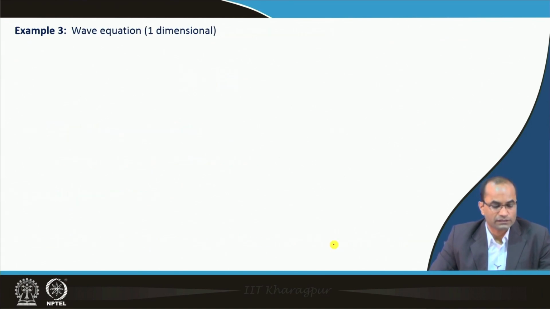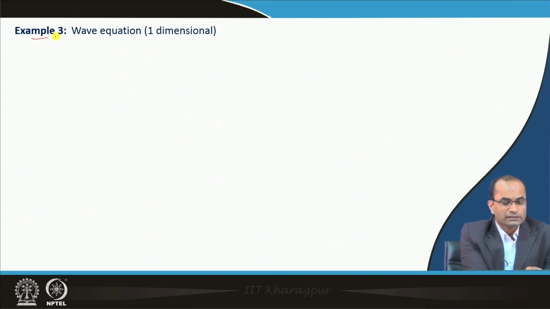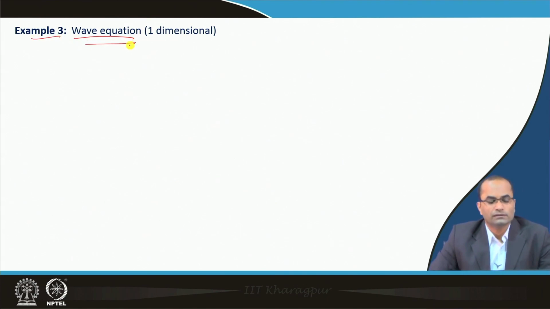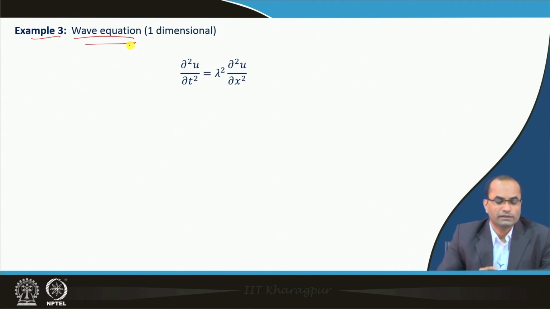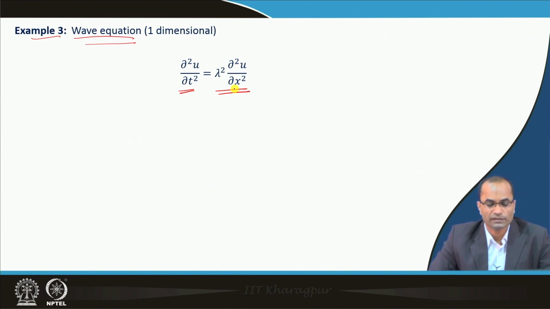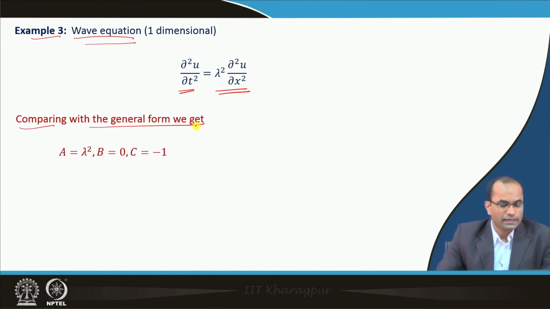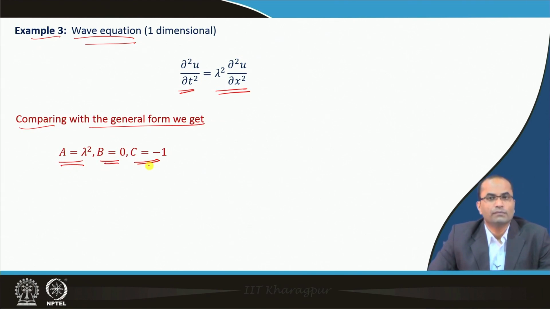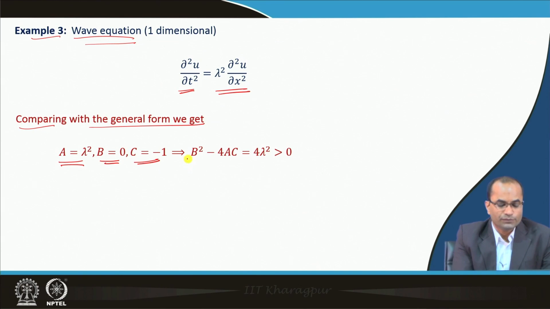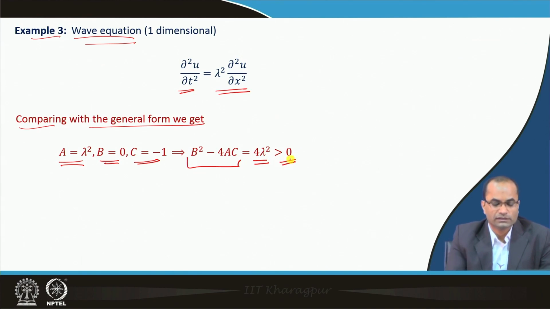Well, so this is the example of a parabolic equation, and this is the well known equation of heat conduction. Now, the third example, we have the wave equation, which again in one dimension we are writing here: del squared u over del t squared is equal to lambda square del 2 u over del x square. If we compare this with the general form, A is lambda square, B is 0 and C is minus 1. So, if we compute this B square minus 4 AC, it comes to lambda square, which is positive.